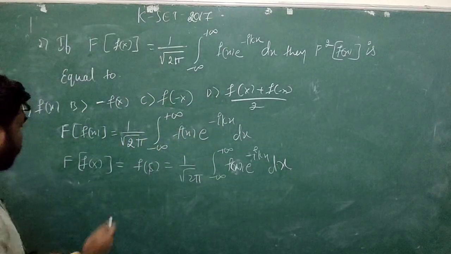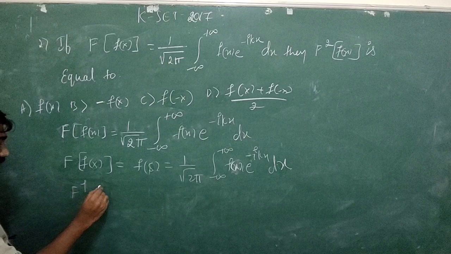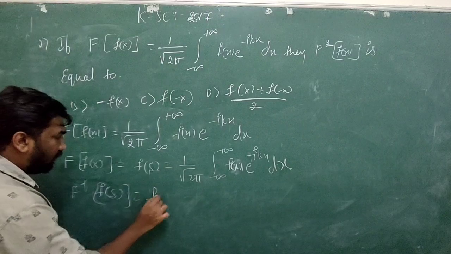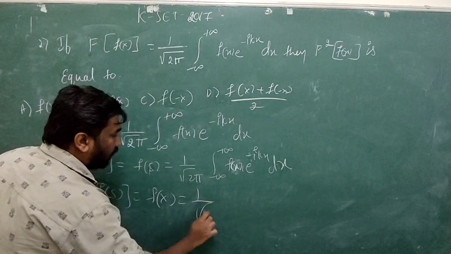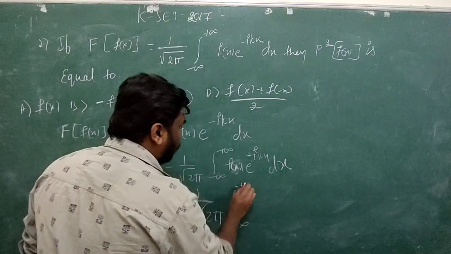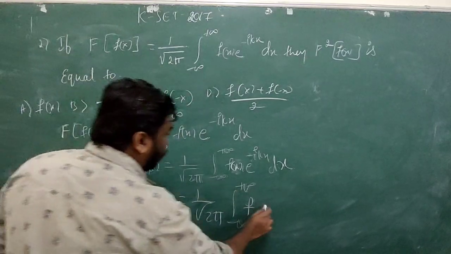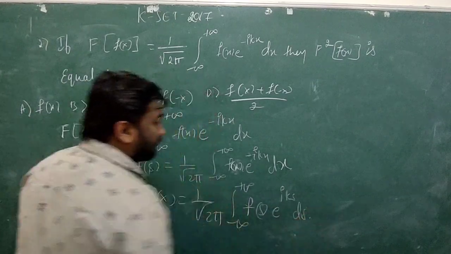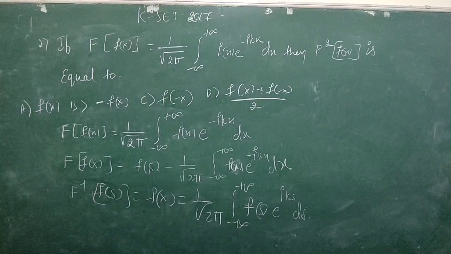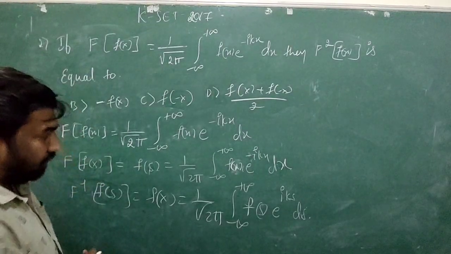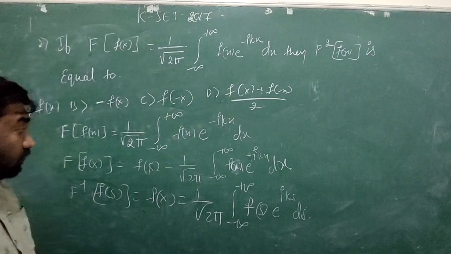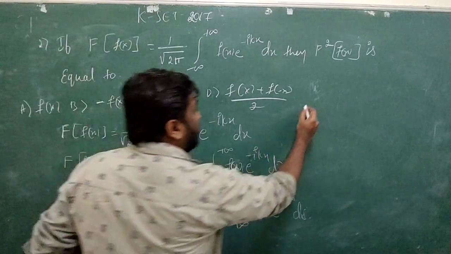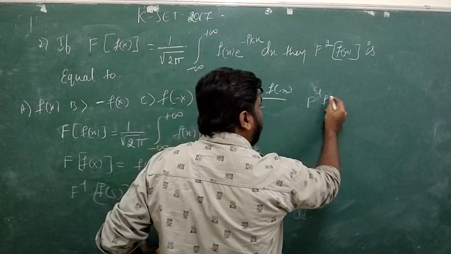Okay, this is over. Next, F inverse of F of s is nothing but f of x, which is equal to 1 by root 2 pi integration minus infinity to plus infinity F of s e power ikx ds. So this is F inverse of F of s. Next, like that, F inverse of F of x.